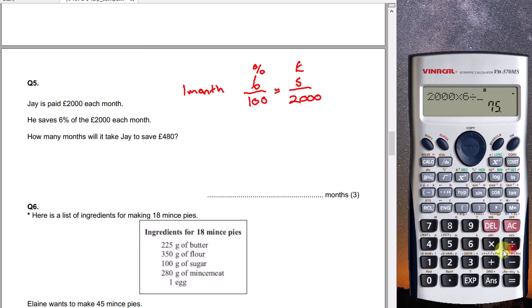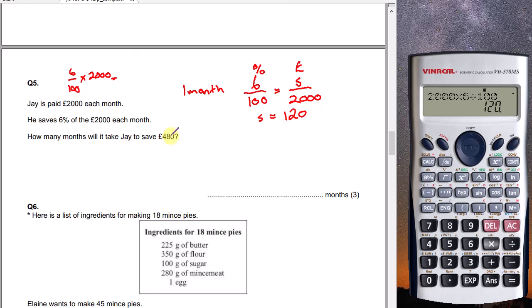6 divided by 100. What I've just typed in here is the classic form that people normally write down. A lot of people will write down 6 out of 100 times 2,000, or turn this into a decimal. It gives the same answer. This is a thinking step, this fraction. And press equals, and that's £120.